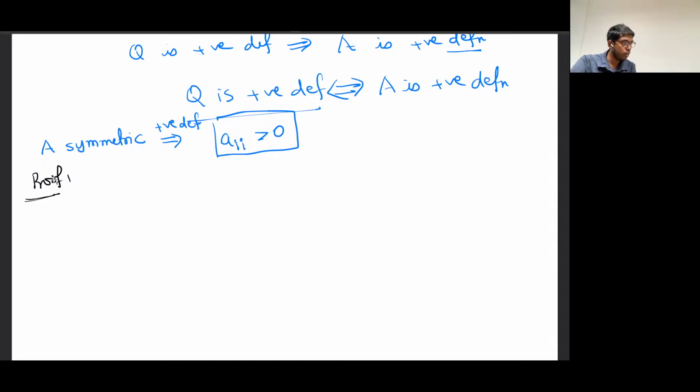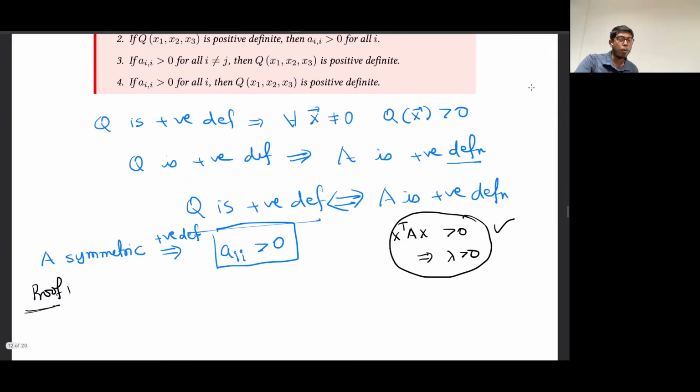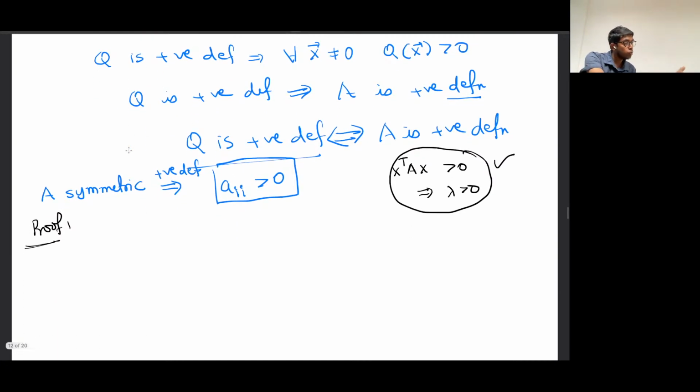All eigenvalues are positive. Yes, of course, that can be proved from X transpose AX being greater than zero, which implies all the lambda are greater than zero. All the eigenvalues are positive. But in the option we need to see the diagonal entries AII. And that is true in general, not only for symmetric matrices: for any matrix A, if it is positive definite, then lambda is greater than zero.